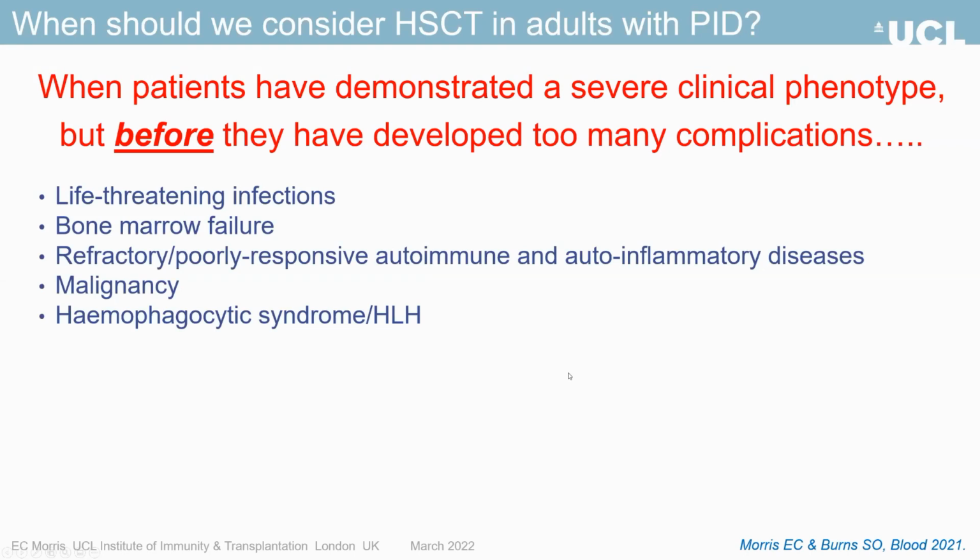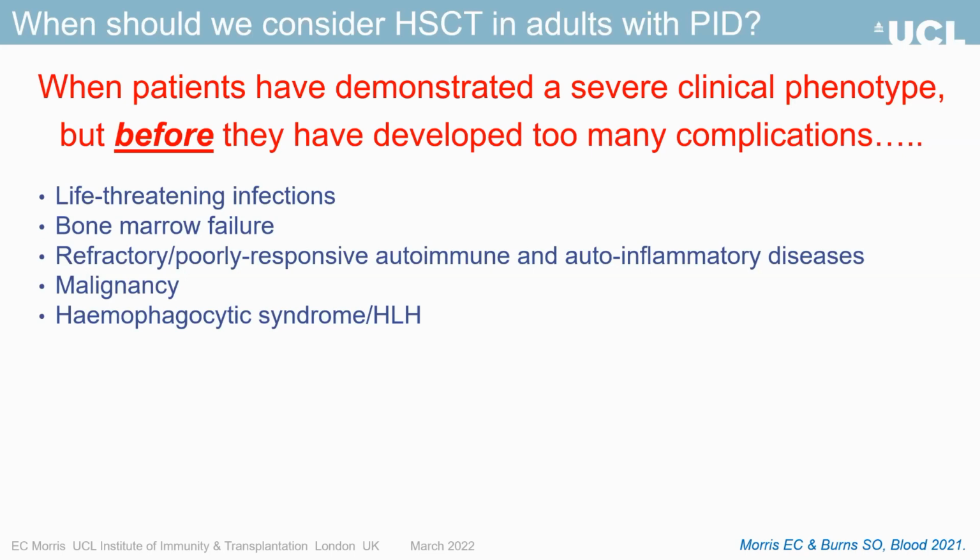Generally speaking, indications for transplant are life-threatening infections, bone marrow failure, refractory or poorly responsive autoimmune or autoinflammatory diseases, for example, patients on multiple lines of immunosuppressive therapy, or patients who have required multiple lines of biologics and have lost their response. Patients who develop a malignancy, typically either a viral-associated cutaneous malignancy or a form of lymphoma, or indeed GATA2-associated myelodysplasias or leukemias. If they have a known underlying immunodeficiency, that's a clear indication to proceed to transplant to prevent future relapse.